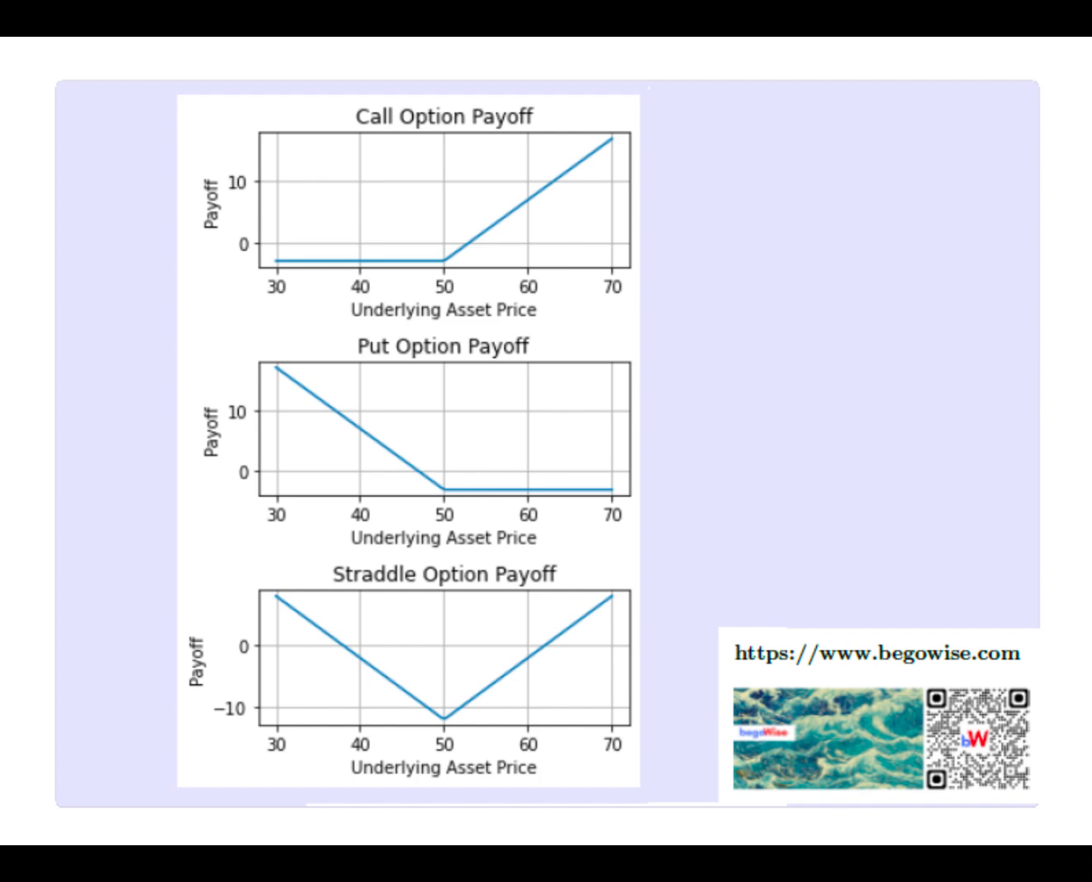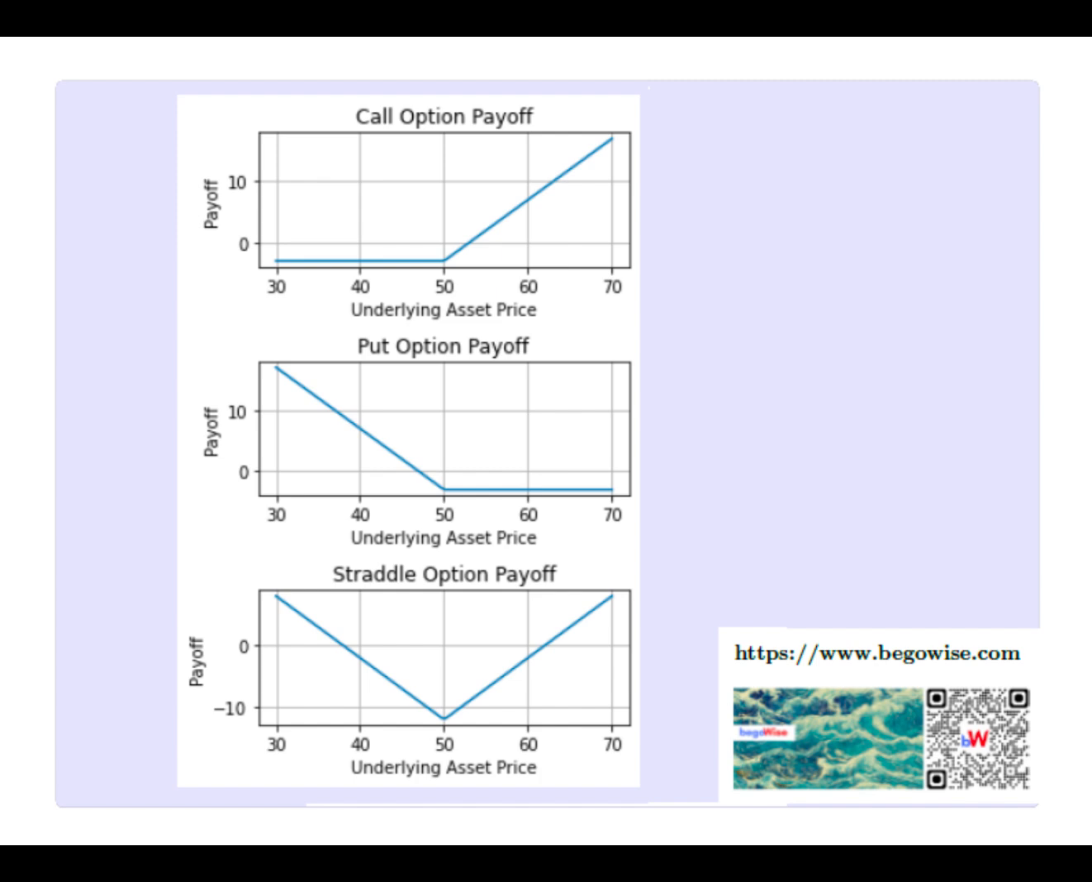Understanding delta and gamma from payoff functions. Delta is essentially the slope of the payoff function. For a call option, delta is positive and represents how much the option's value changes with a small change in the stock price. For a put option, delta is negative, showing how the option's value decreases as the stock price increases. In the payoff function, a steeper slope indicates a higher delta.